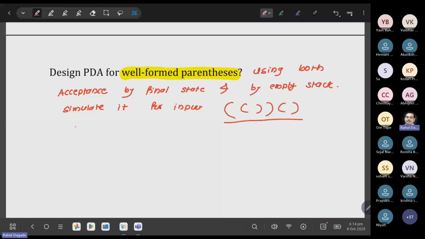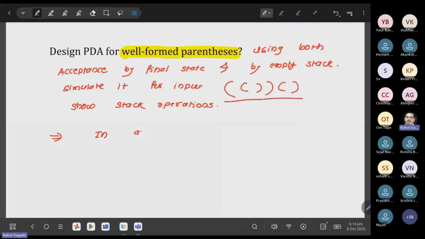Now, what do you mean by well-formed parenthesis? Actually, in an arithmetic expression we encounter the parenthesis, and the parentheses are written like this. For example, expression E is equal to A plus B into C divided by D minus F, something like that. So here this is called parenthesis.